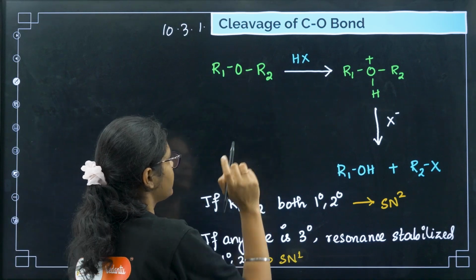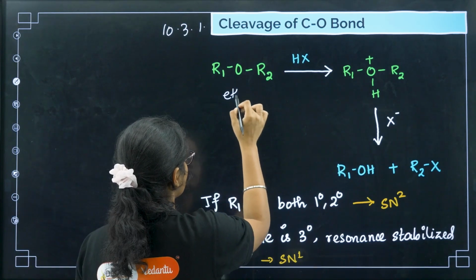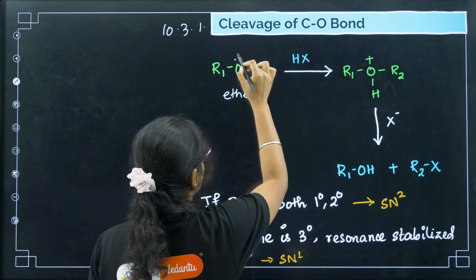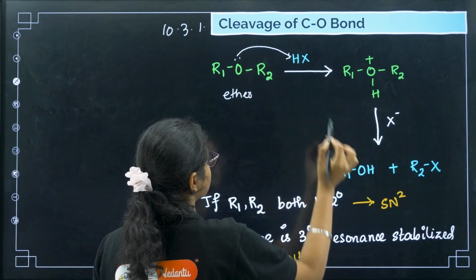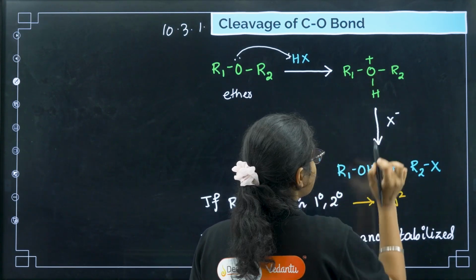This is one ether, R1OR2 is written as an ether. Now when you treat it with HX, what will happen? First, the lone pair of oxygen will attack on this H plus, so we will get this compound. Now this X minus is there.